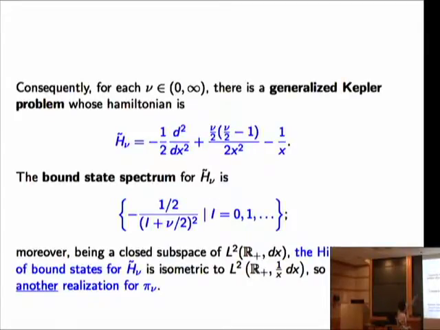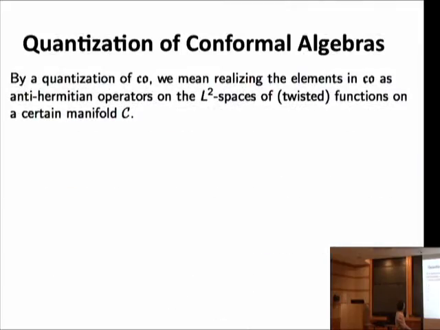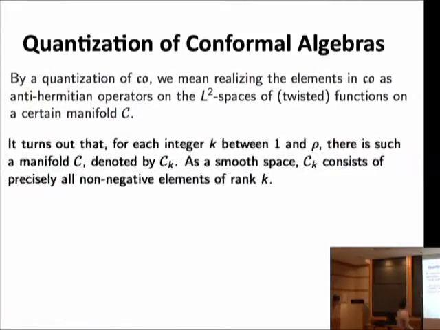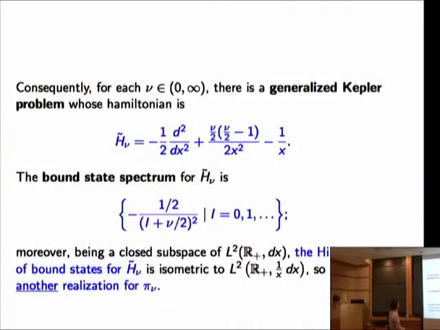So consequently, for each nu equal to this, remember we have this h equal to that. But now we realize this as a differential operator, this as a differential operator, then you just plug in. And similarly, you plug in here, so we'll get an answer. So for each nu between 0 and infinity, there's a generalized Kepler problem whose Hamiltonian is like this. But then we want to solve the bound state spectrum problem. It turns out the bound state spectrum is like this.